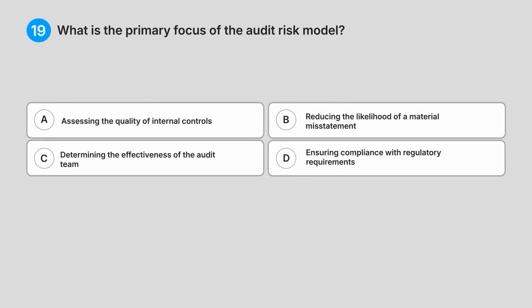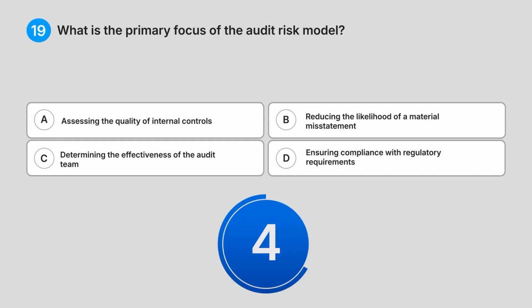19. What is the primary focus of the audit risk model? A. Assessing the quality of internal controls. B. Reducing the likelihood of a material misstatement. C. Determining the effectiveness of the audit team. D. Ensuring compliance with regulatory requirements. Do you know the answer?